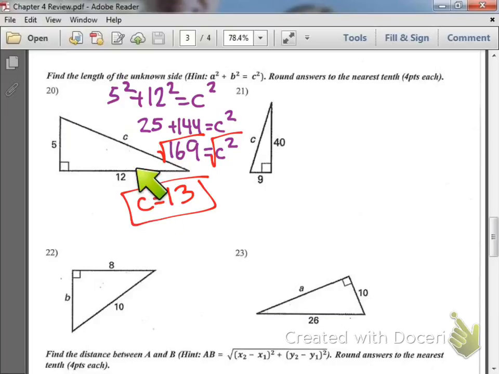Now, I would also check, does it make sense? Would it make sense that your c is 13? Yeah, c should always be the largest one. So if you would end up with a c of like 9, you did something wrong, you need to start over. Okay, so this one is good, works out.